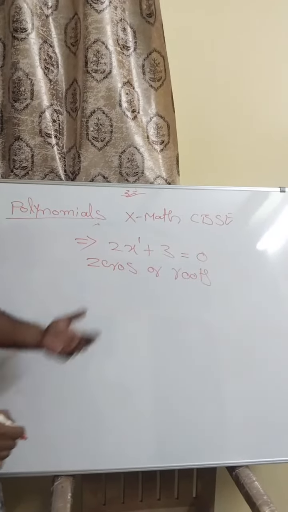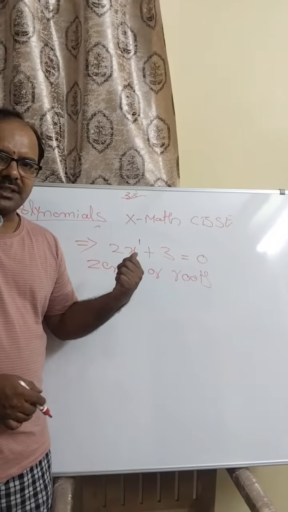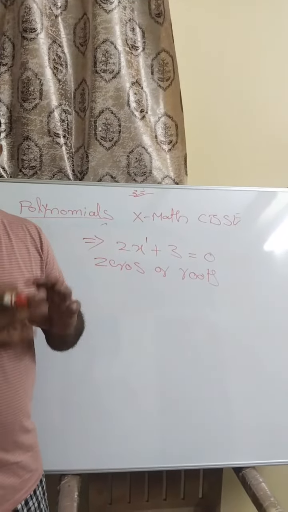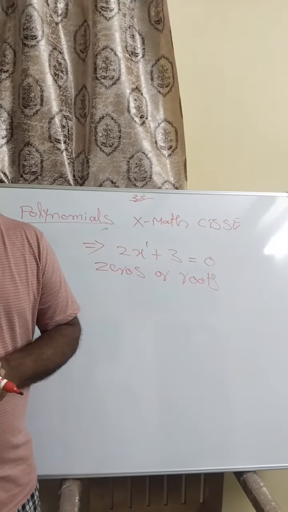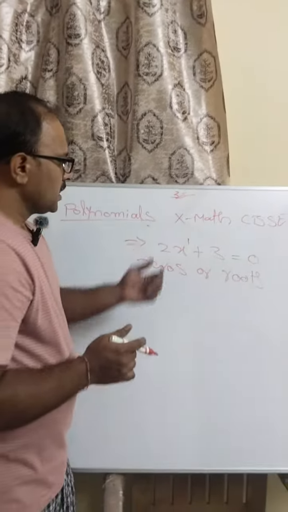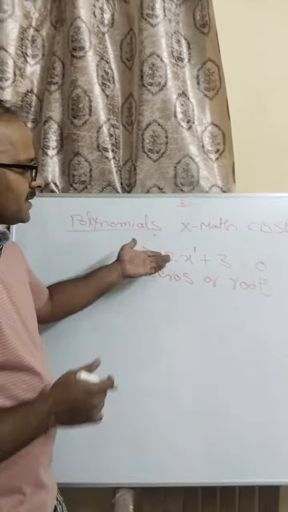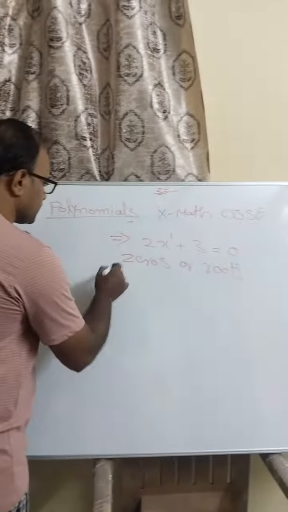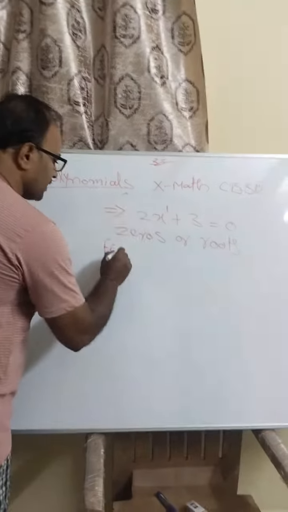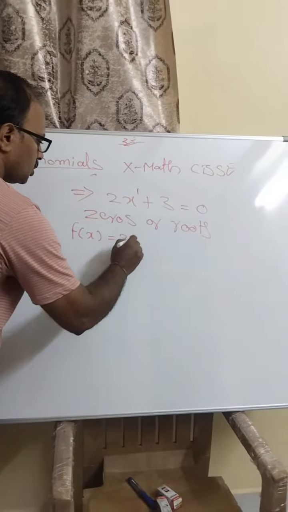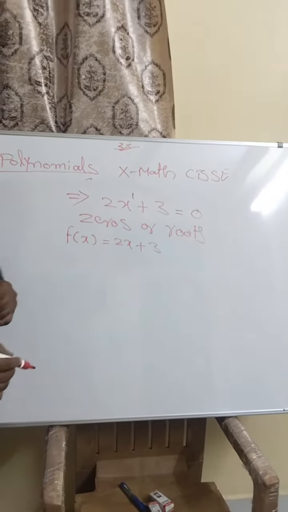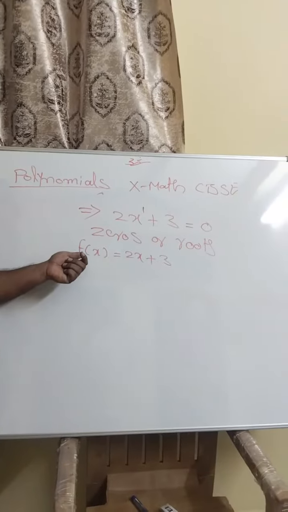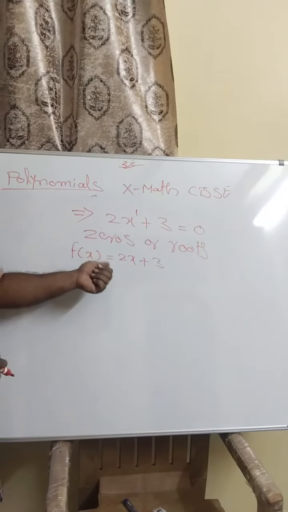So how to determine the zeros? One should have a clear idea what is meant by a zero or a root. Zero means, let us say this is some expression f of x. I will define this as f of x equals 2x plus 3. We want to determine the zeros of this equation.